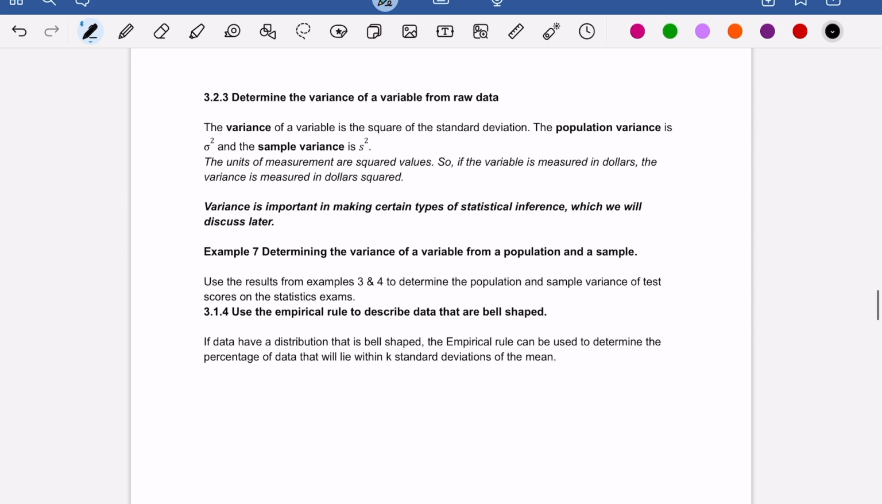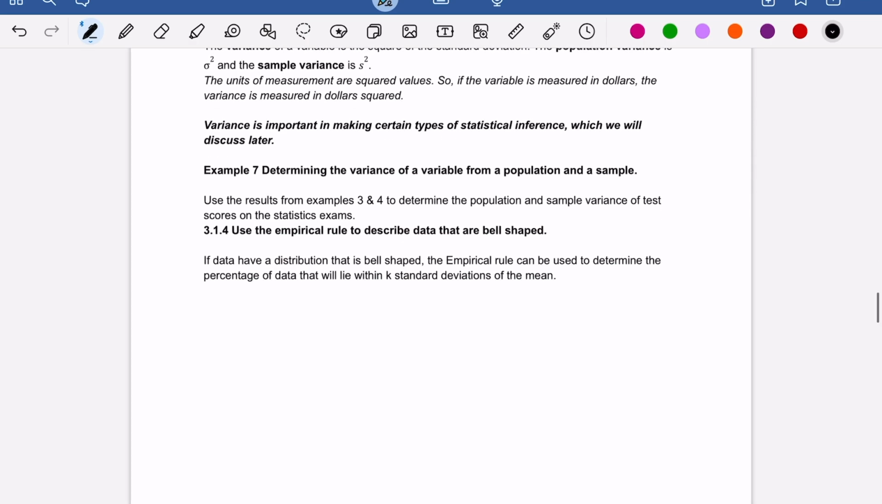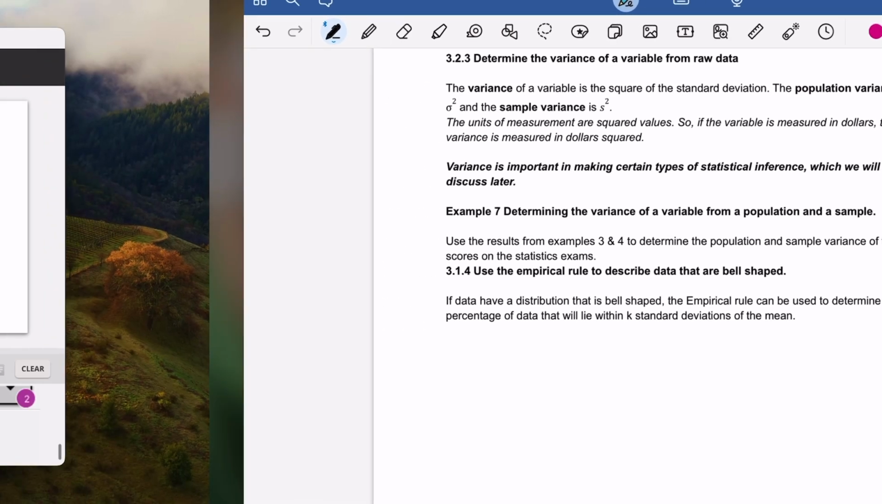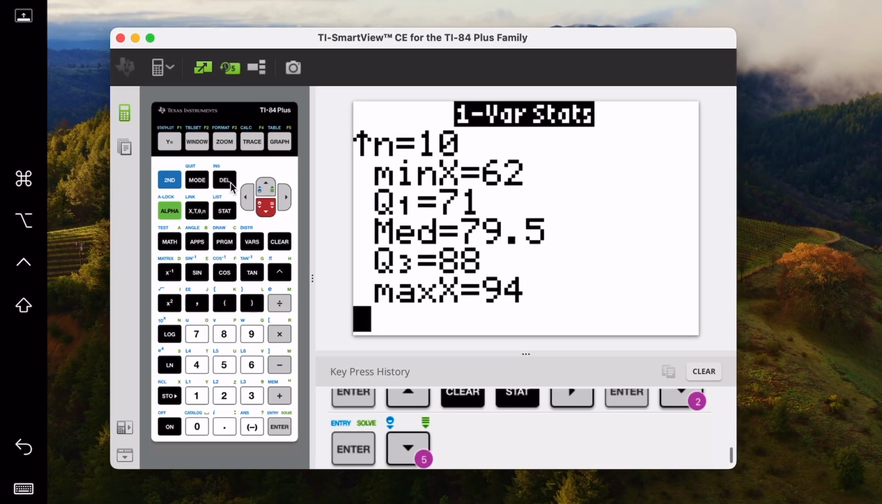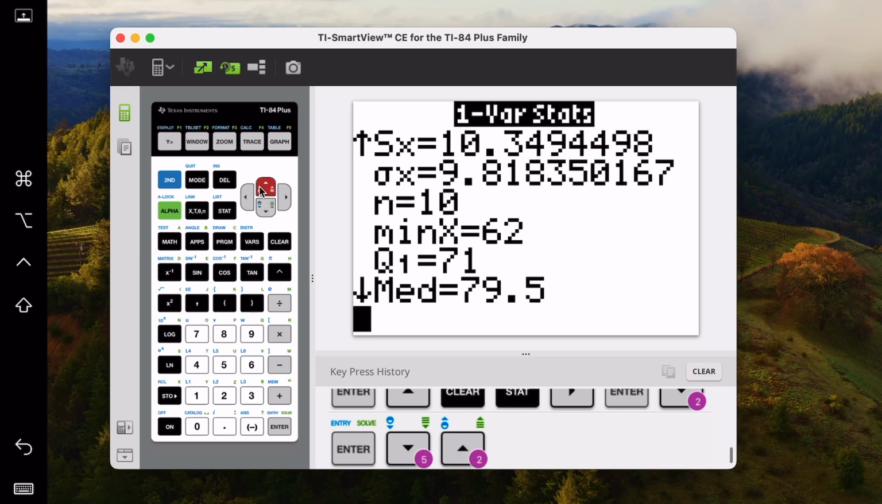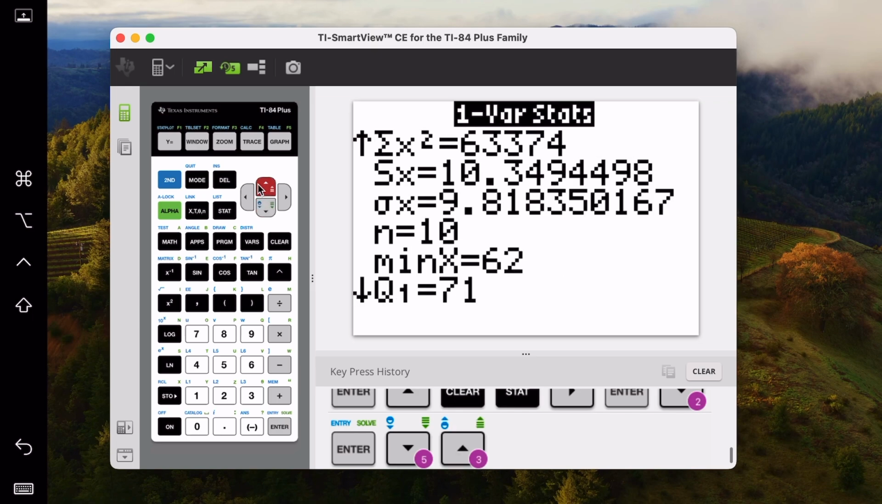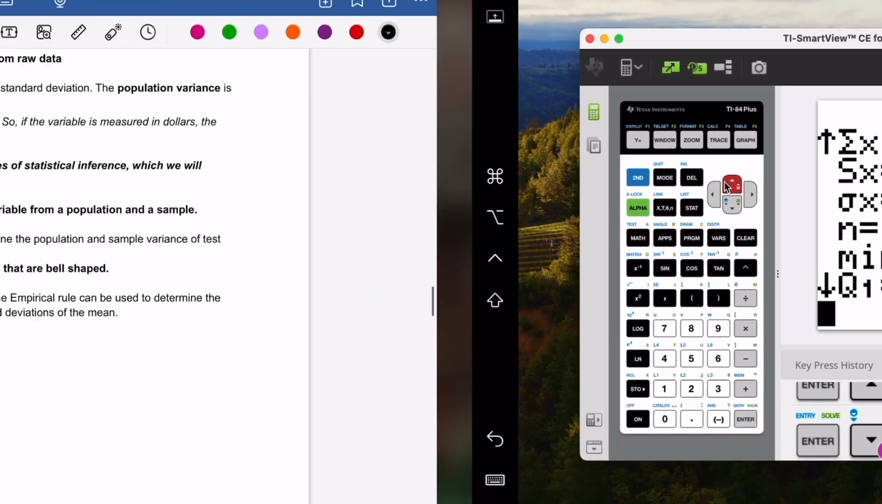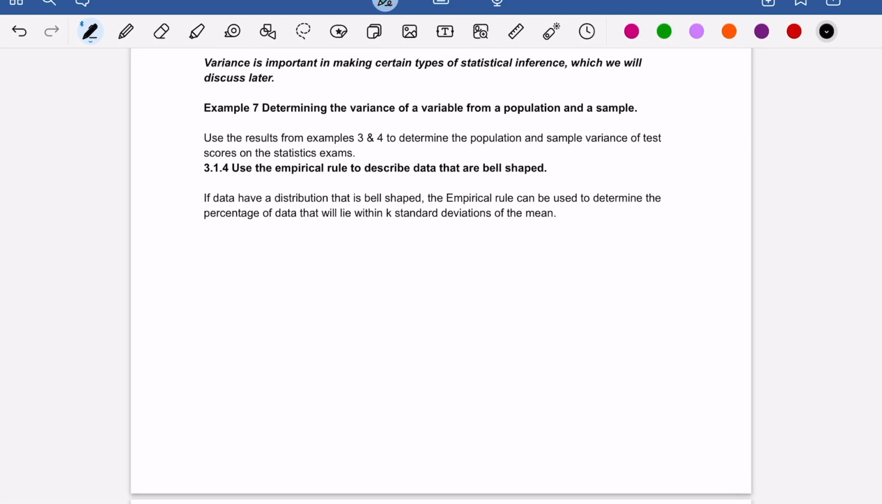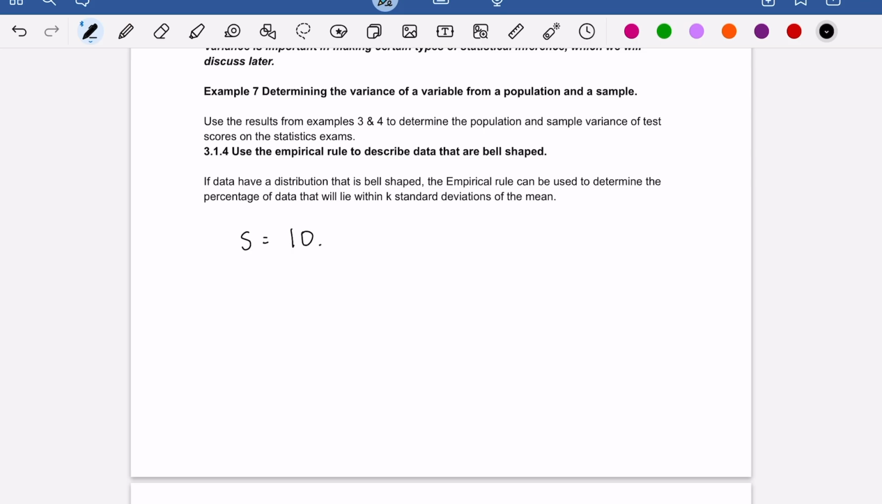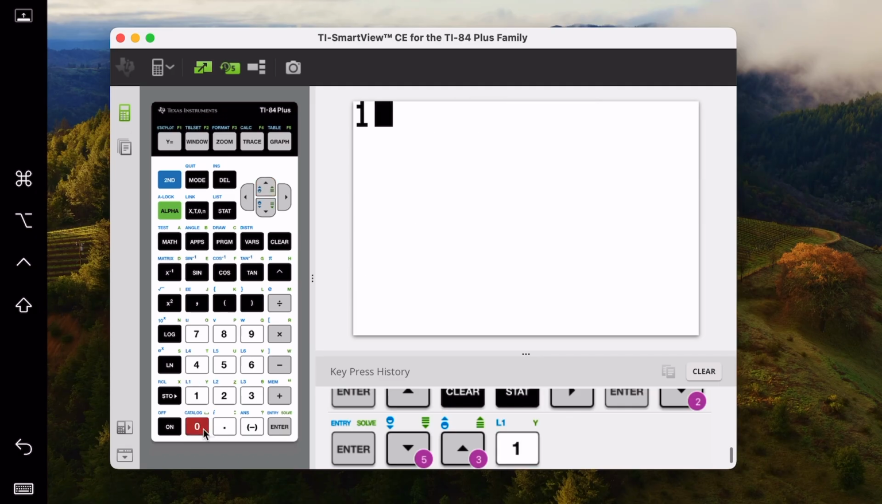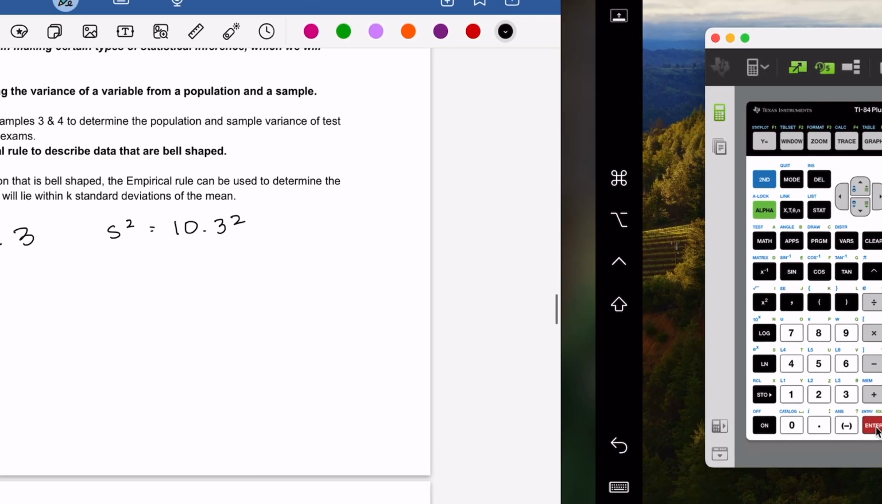Now, variance is something that we're going to take a look at. So if we go back to the last example that we were looking at, and we look at the data there, our standard deviation, this is a sample, is 10.3. We usually round to one place. The variance is defined as s squared. So it is 10.3 squared, which is 106.09.